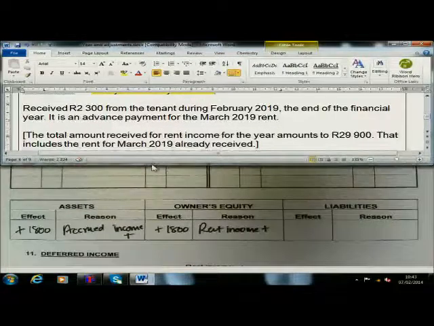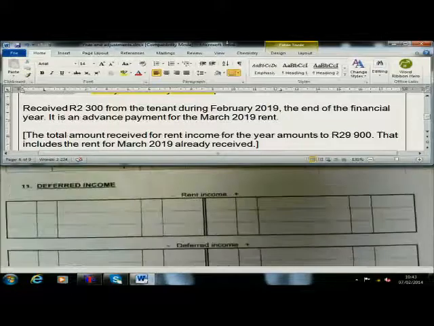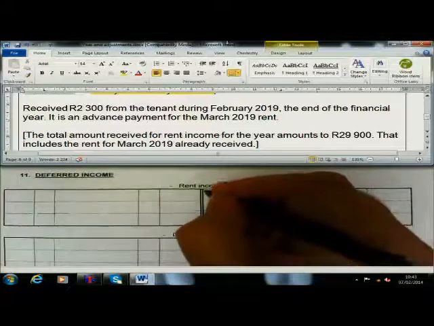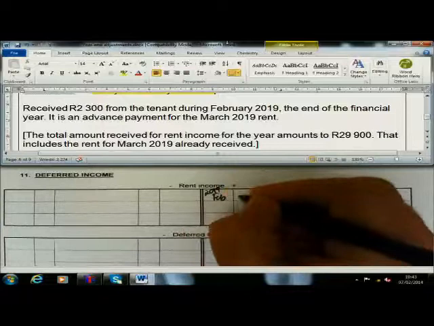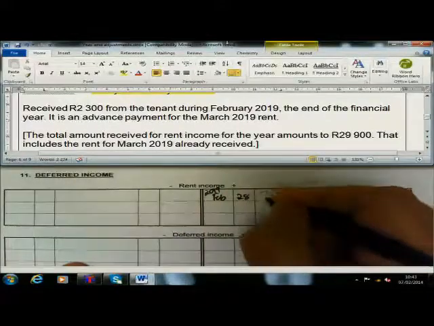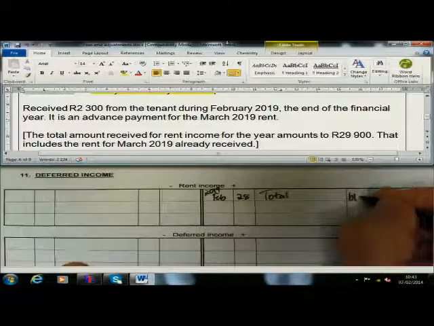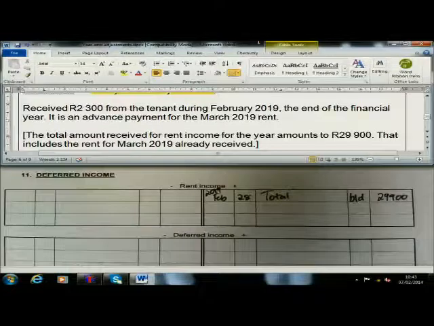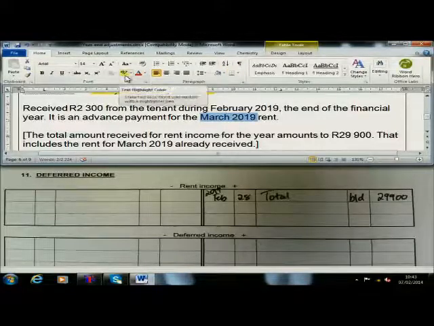Received 2,300 Rand from the tenant during February, the end of the financial year. It is an advance payment for March. There's your rent income. There we've got 2019, February 28. I also gave you the total there. It is total brought down 29,900. Received from the tenant the amount for March. This is an advance payment for March 2019. Remember, March 2019 is not part of our year.